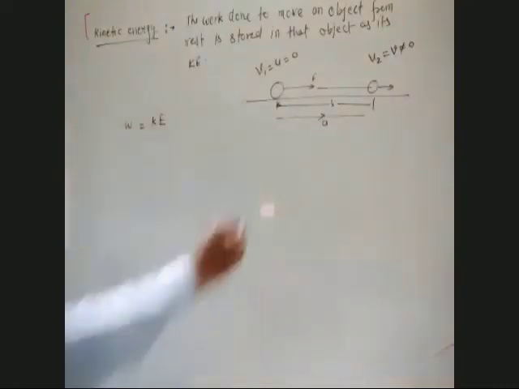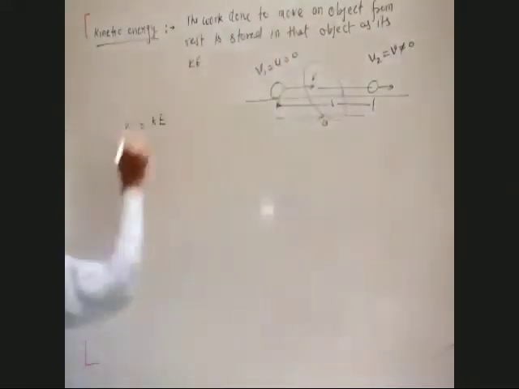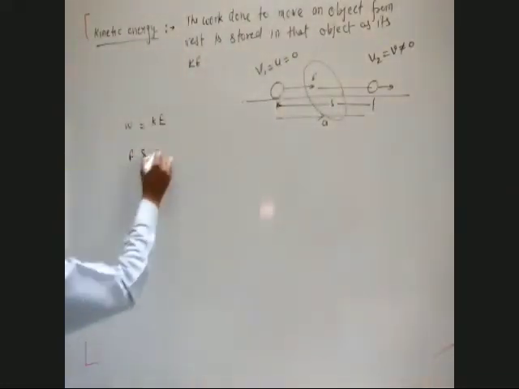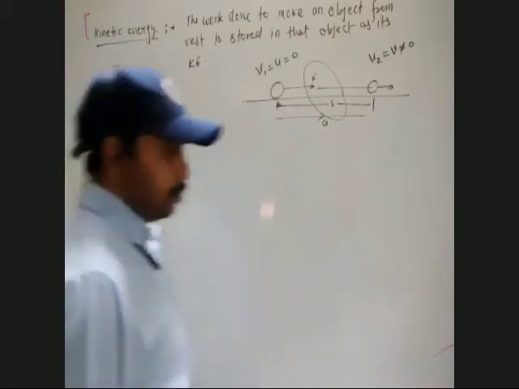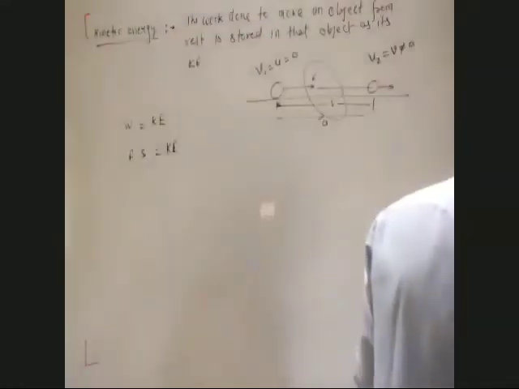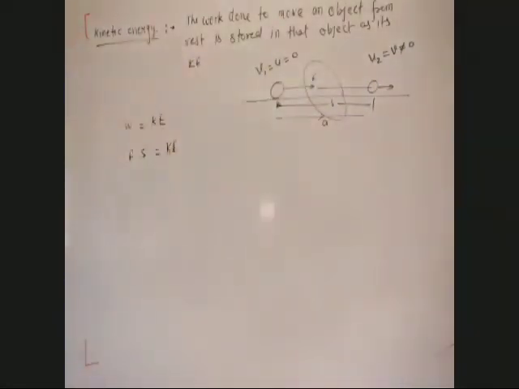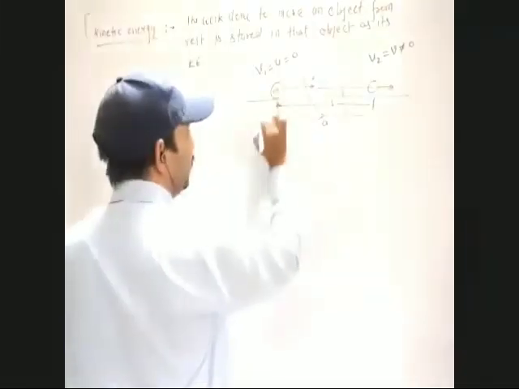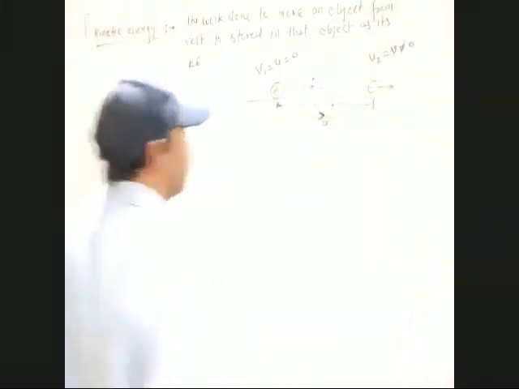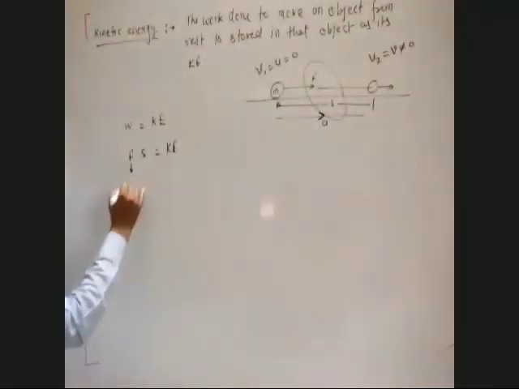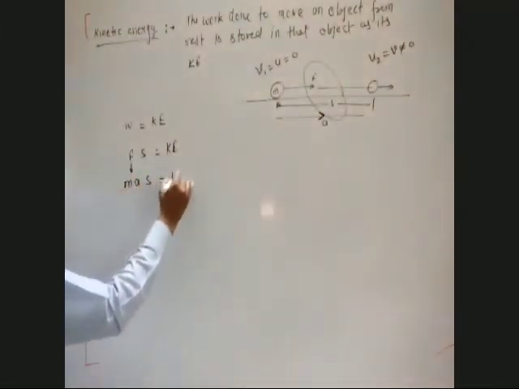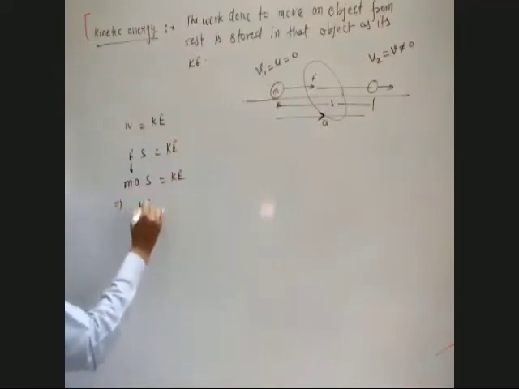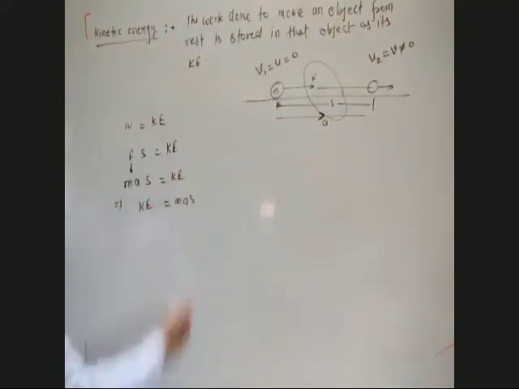Now, what is the work done? I did the work F dot S. This is the work done, which is equal to kinetic energy. What is force? If the object has mass m and gains an acceleration a, in that case F equals ma, into s, which is equal to kinetic energy. That means kinetic energy equals mas.